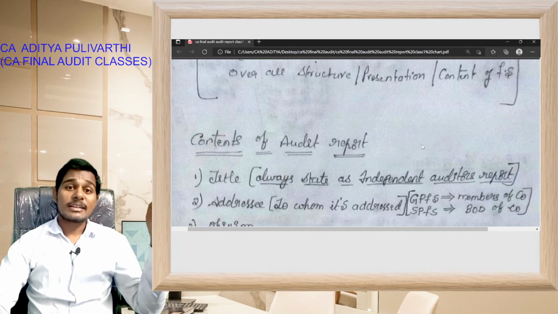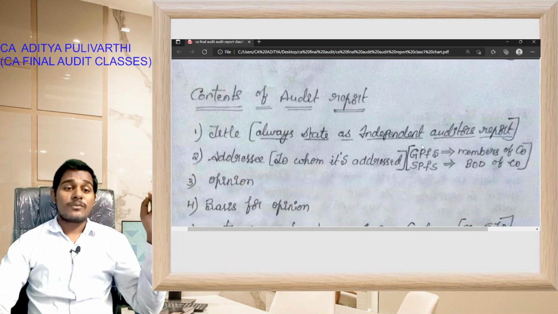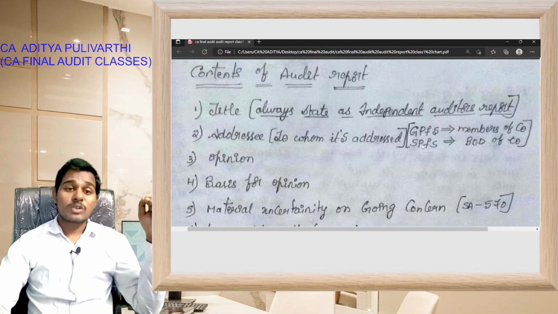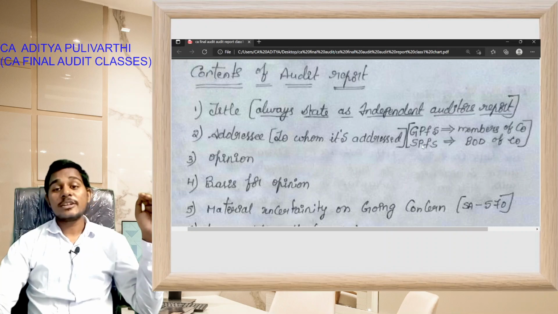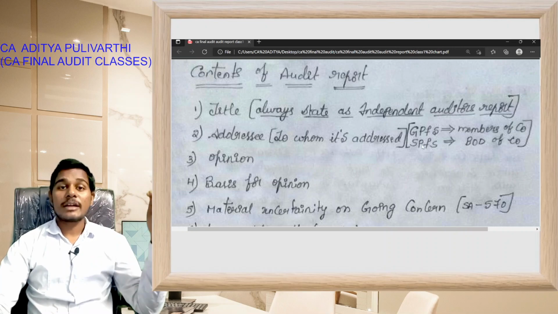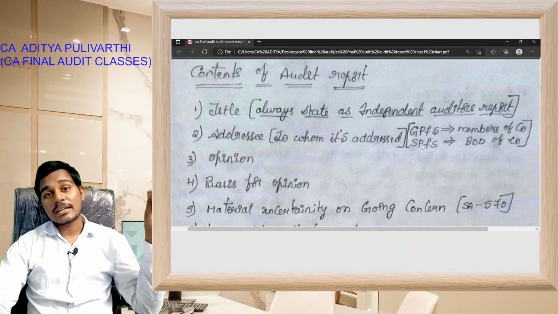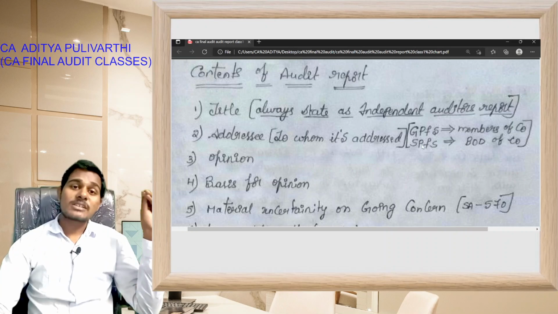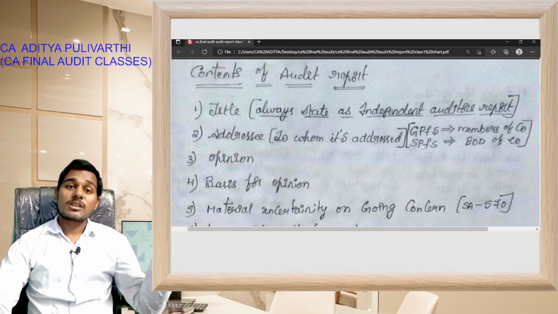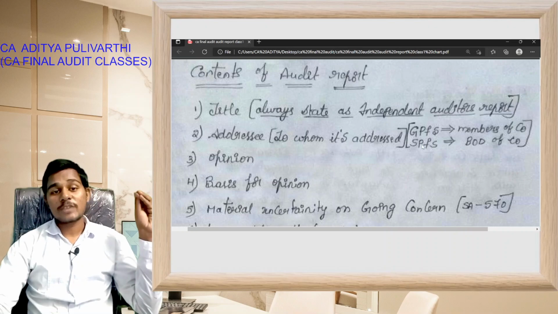Okay, next, contents of auditor's report. See, first one is title. The auditor should always state in the auditor's report a title indicating that it is an independent auditor's report. That is why the auditor should always state it is an independent auditor's report. Second one, address. To whom is it addressed? In the case of general purpose financial statements, it is addressed to the members of the company. In the case of special purpose financial statements, it is addressed to the board of directors of the company.